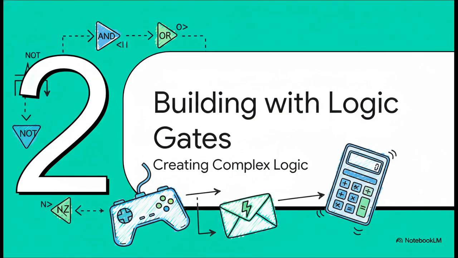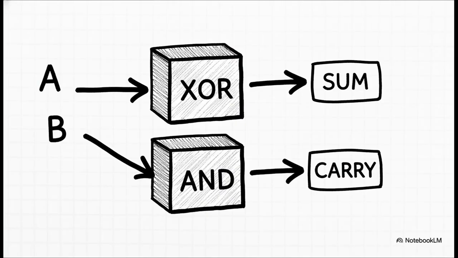Okay, so we've met our 3 basic building blocks, NOT, AND, and OR. But how do you get from these simple little rules to playing a modern video game? Well, this is where the magic really starts. It's all about how we combine them. In fact, let's build something useful right now, a circuit that can actually do math. We're going to build a circuit called the half adder.